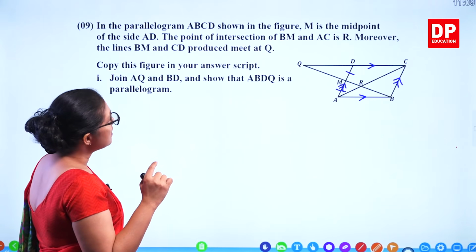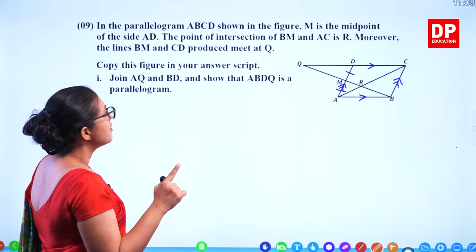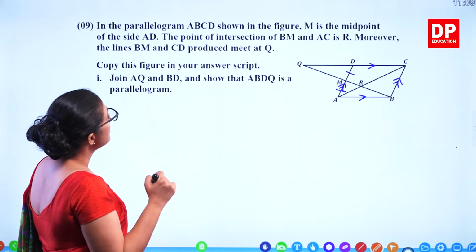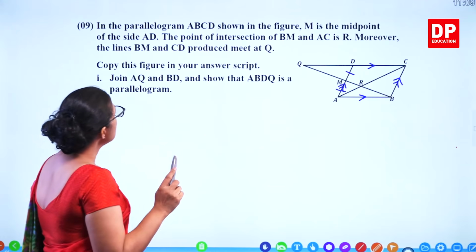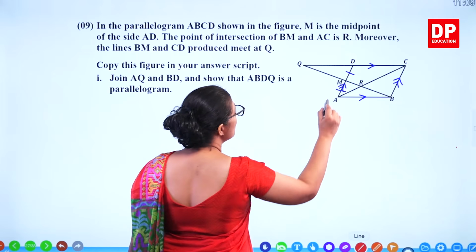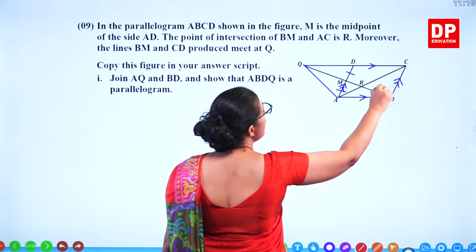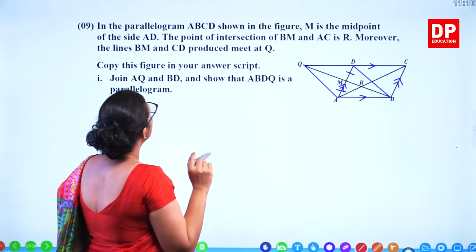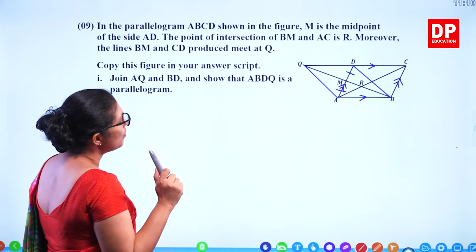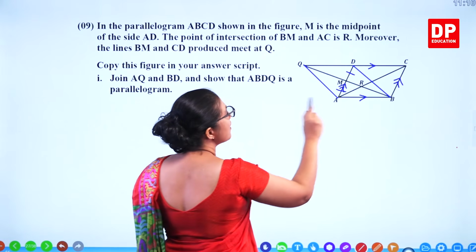The point of intersection of BM and AC is R. Moreover, the lines BM and CD produced meet at Q. Copy this figure in your answer script. Join AQ. So they are asked to join AQ and BD. Join BD. And then it says, show that ABDQ is a parallelogram. So this one is a parallelogram.